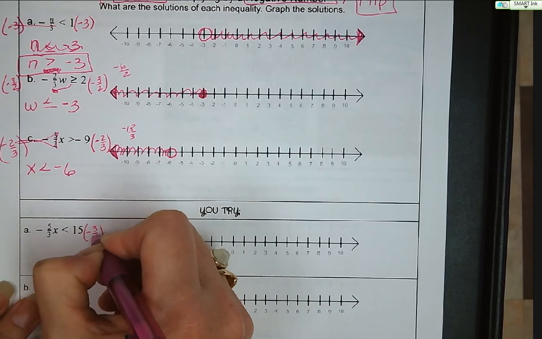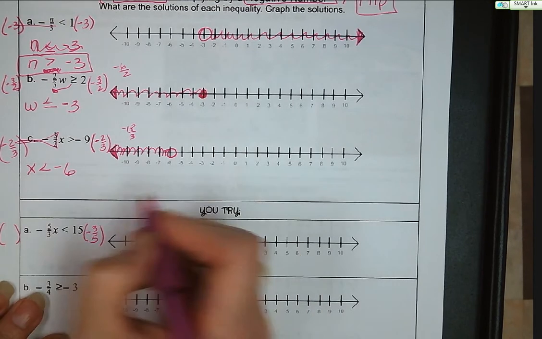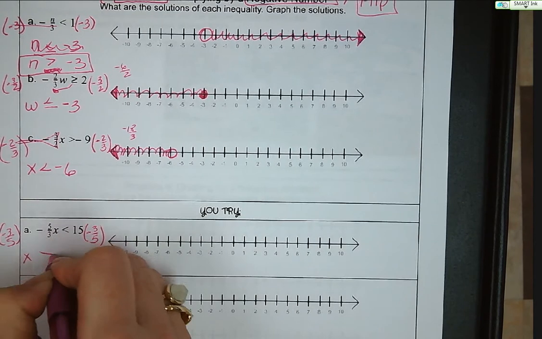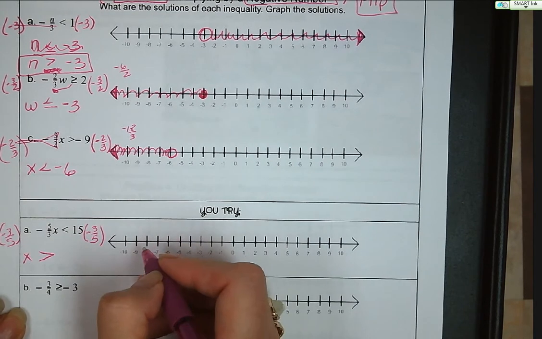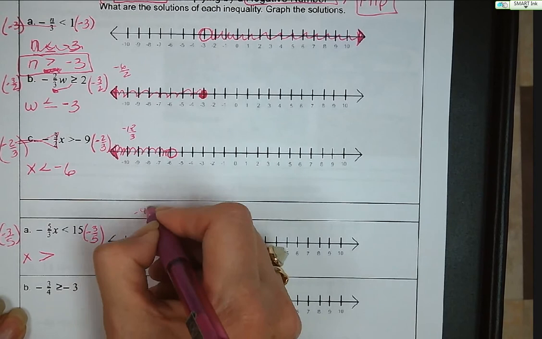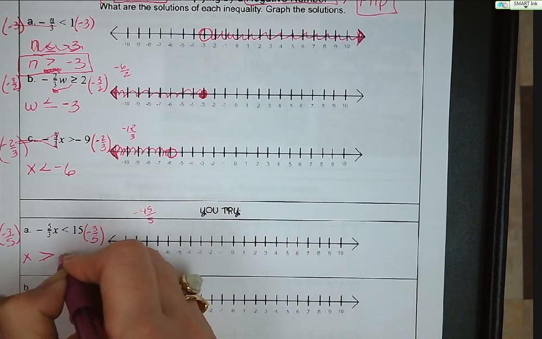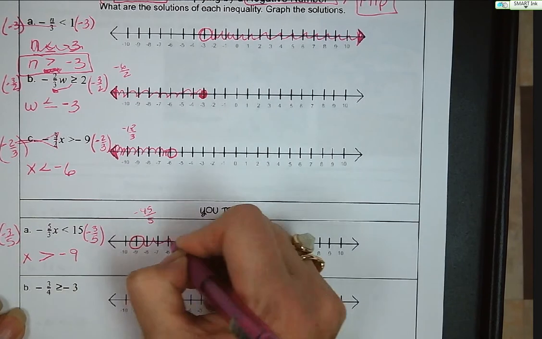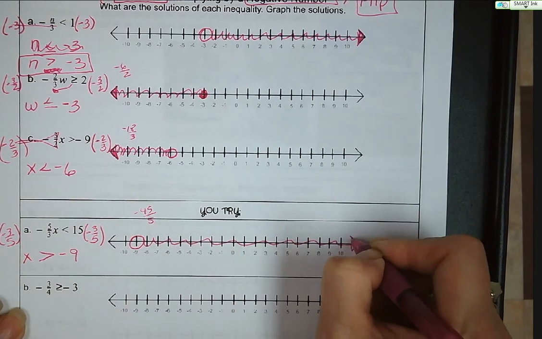All right, so we multiply by the reciprocal, which is negative 3/5. And x is going to be greater than negative 9. So we have an open circle at negative 9, and we are shading to the right.